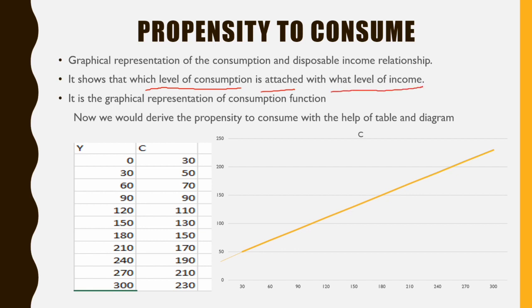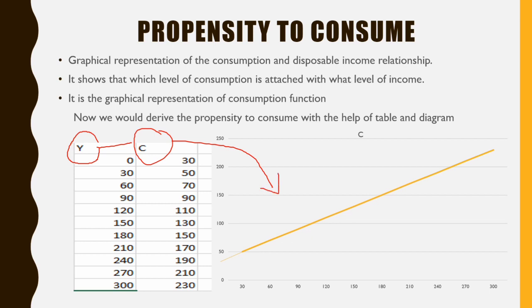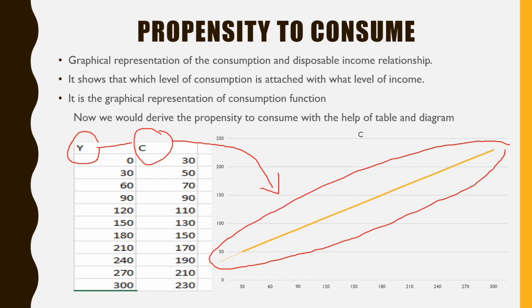In order to derive the propensity to consume, we have taken different values for income and consumption, and by locating these values in the graphical area, we obtain the propensity to consume, that is a positively sloped curve with a positive intercept.